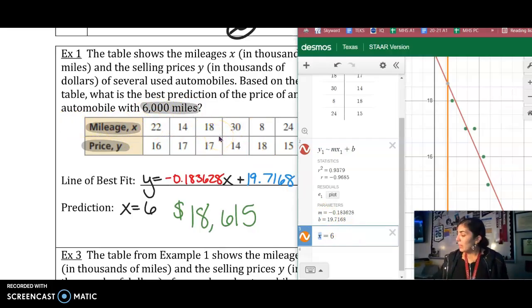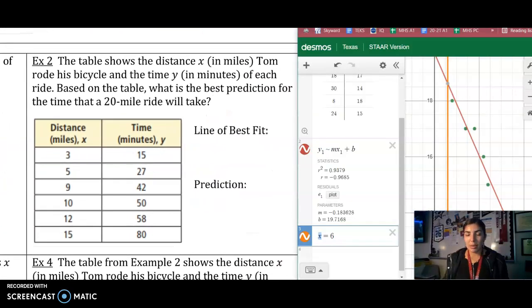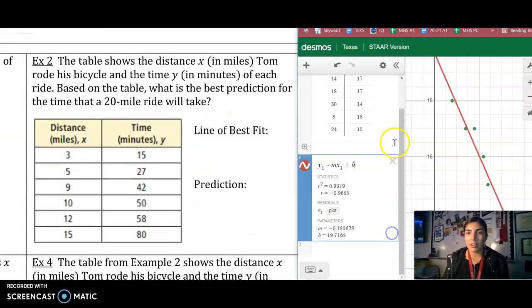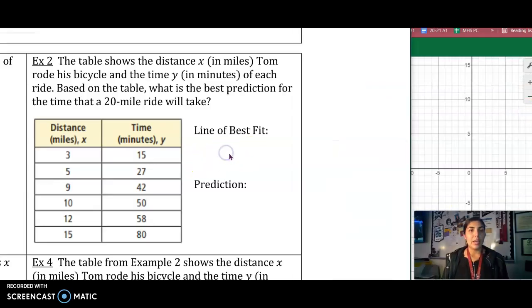Okay, cool. Let's go to example 2. And because we're changing examples, I'm just going to go to Desmos and delete out everything because I don't need that anymore, and go home. Okay. The table shows the distance in miles Tom rode his bicycle and the time y in minutes of each ride. Based on the table, what is the best prediction for the time that a 20-mile ride will take? Okay, I have an input of distance and an output of time.